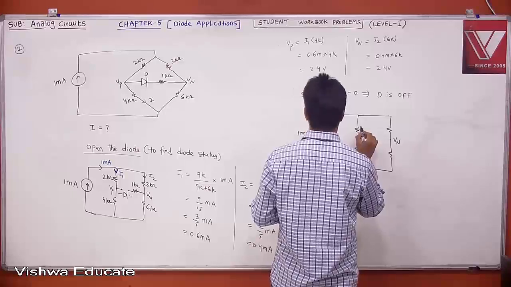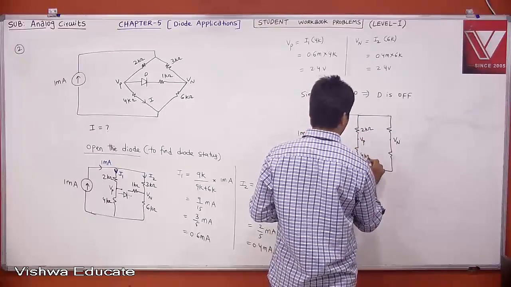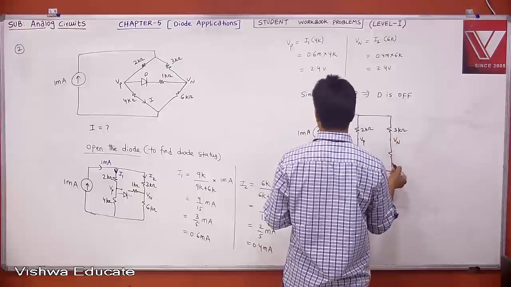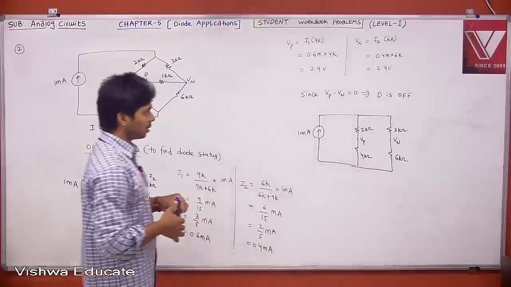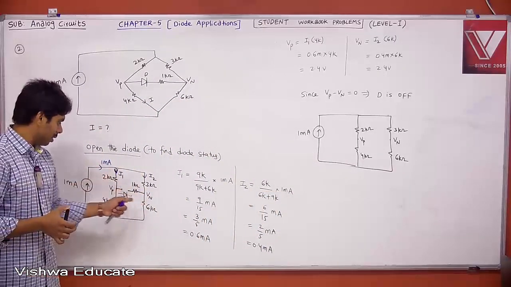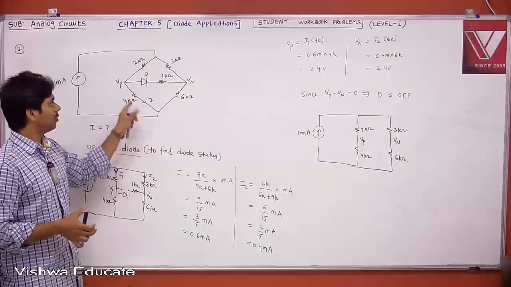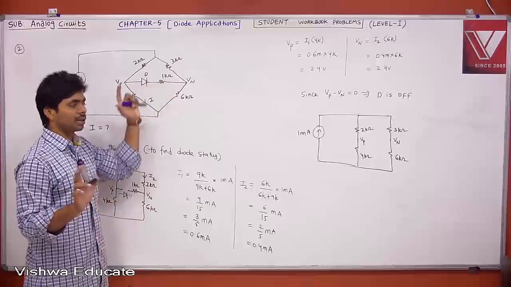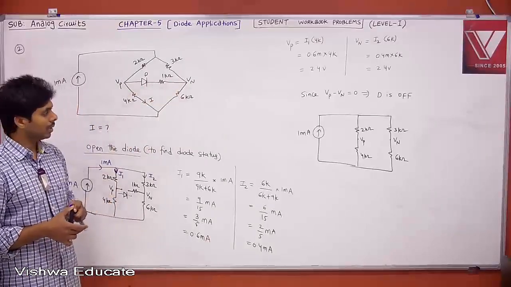Both are same. This is 2 kilo ohm, this is 4 kilo ohm, and this is 3 kilo ohm. This is the circuit, whether the diode is there or not. Actually, this is a balanced bridge: 2 into 6 is 12, 4 into 3 is 12. Therefore it is a kind of Wheatstone bridge, balanced, so Vp is equal to Vn. Whatever you connect in between, nothing will happen because it is balanced.